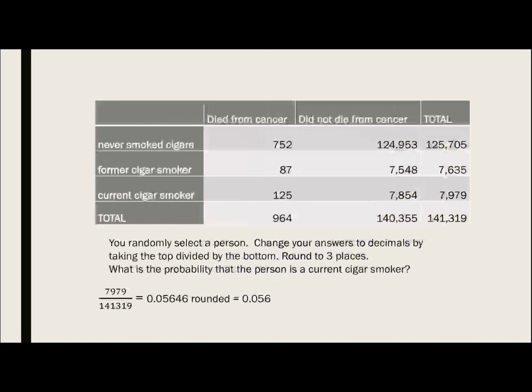What's the probability the person is a current cigar smoker? Okay, how many current cigar smokers total were there? 7979. Okay, those total columns were not given. We found them by adding the rows across and then adding the columns in the total. Okay, so current cigar smokers was 7979 out of the 141,319, and we rounded it to the third place. The 6 is in the third place, a 4 beside it, so it stays.